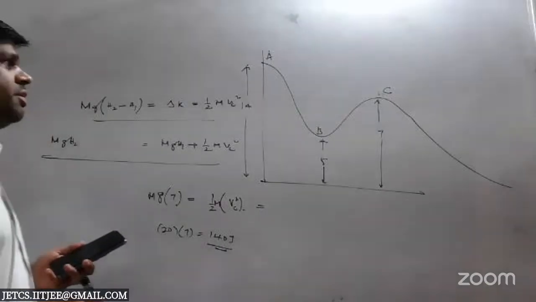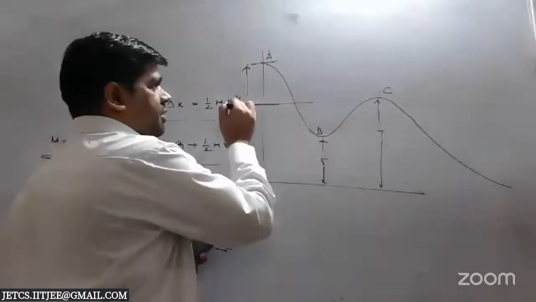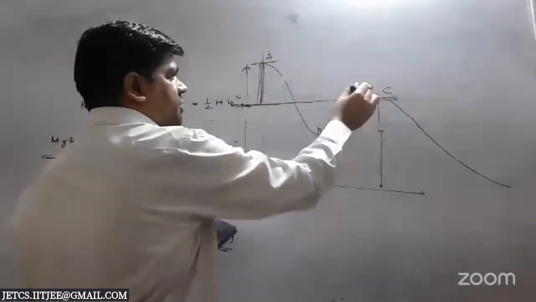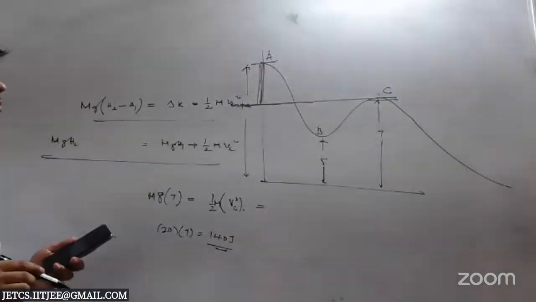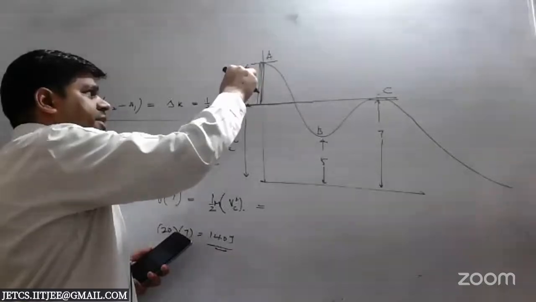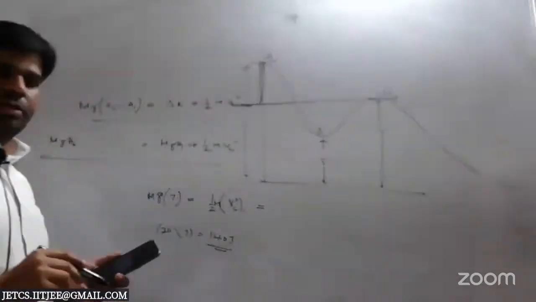How do we get that? If I take this as a reference, the additional potential energy over here is being converted to kinetic energy over here. So what is it? Mg into 14 minus 7, so mg into 7. 2 into 10 into 7, 20 into 7, 140. 140 is being converted to kinetic energy over there.